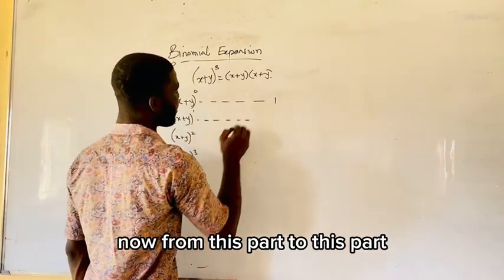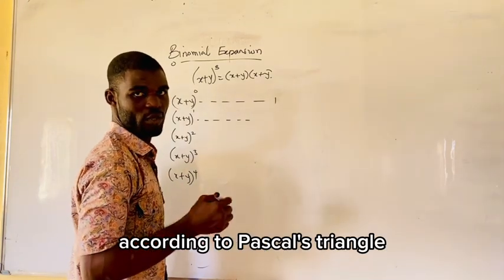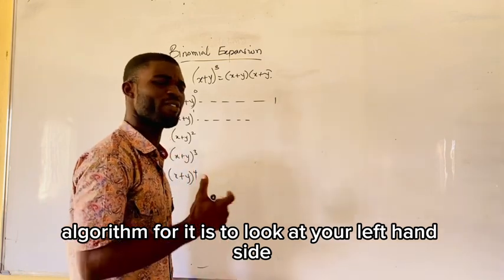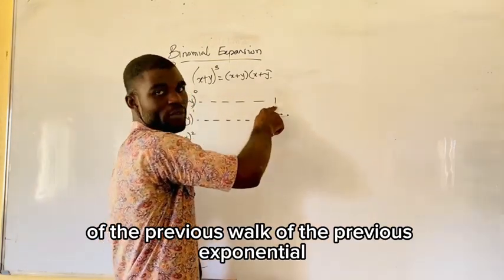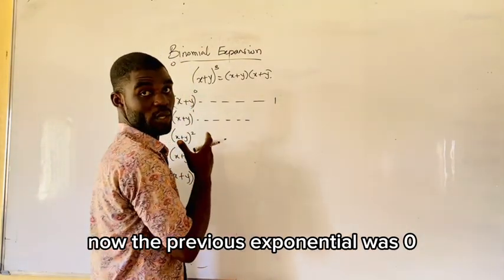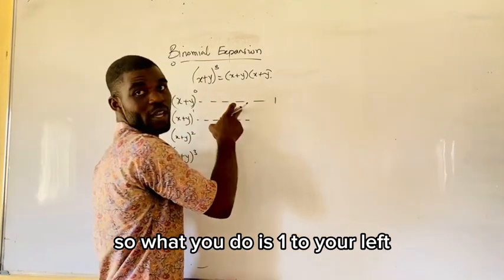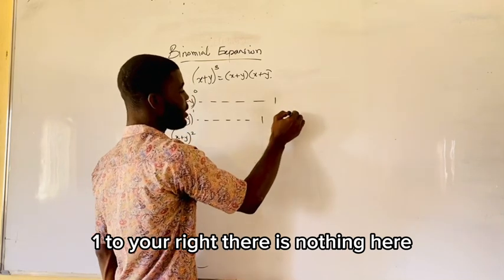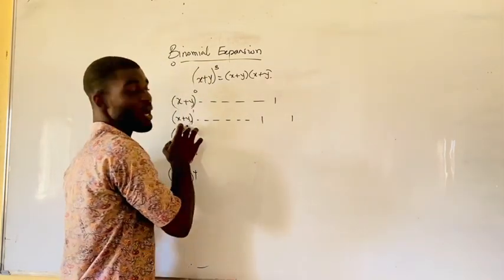Alright, now from this part to this part, x plus y to the power of 1, according to Pascal's triangle, what it tells you, or the algorithm, the very simple algorithm for it, is to look at your left hand side and the right hand side. What exactly is on the left hand side of the previous exponential? Now the previous exponential was 0, now the current exponential is 1. So what you do is 1 to your left, there is nothing here, so it repeats a 1. 1 to your right, there is nothing here, it repeats a 1. Now that's the coefficient for an expansion of x plus y to the power of 1.